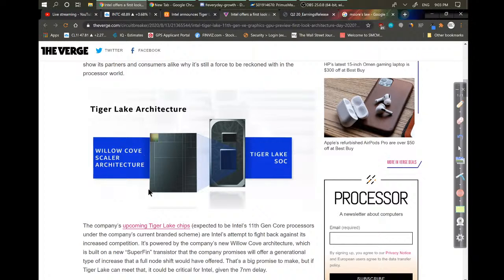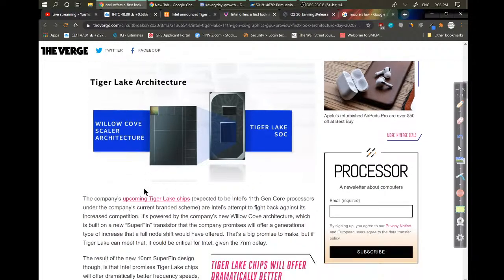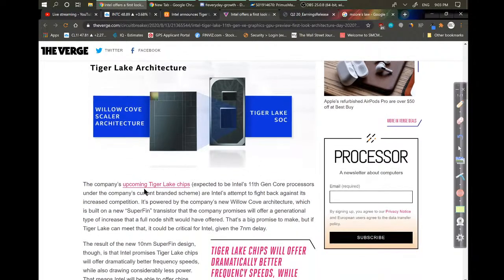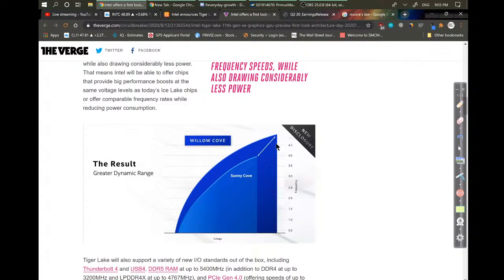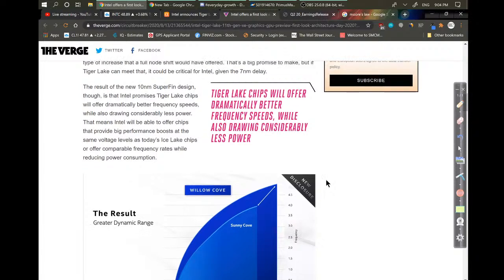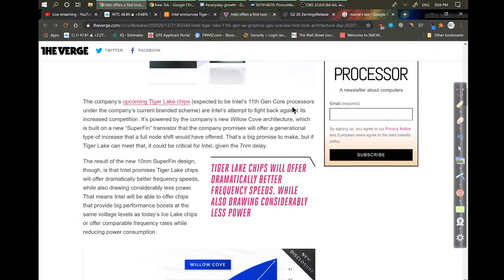I had no knowledge about this stuff, but as an analyst, my job is to read and learn. Okay, so apparently it has a structure that allows efficiency of processing speed, frequency wise. This is the old one, Sunny Cove, and now you use less voltage to do more work. This is the article that was on it.